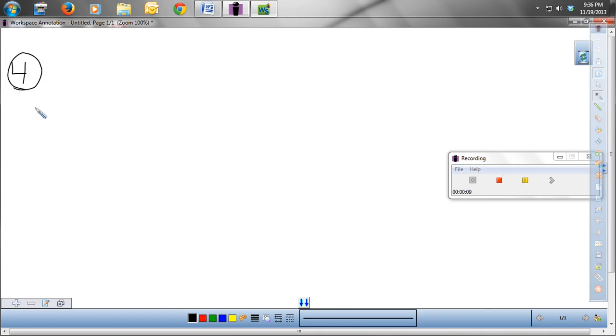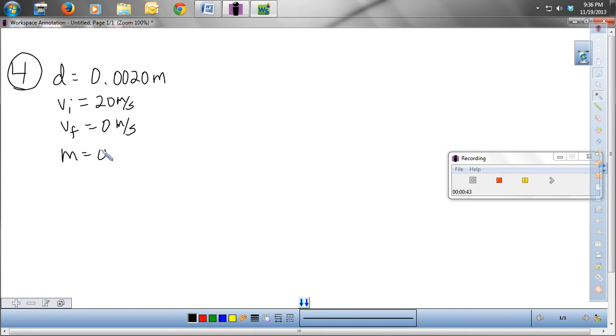Alright, so on problem 4 we have, during a storm, Matt's car was dented by a hailstone. It gives you the depth of the dent and the mass of the hailstone and the speed, and you're looking for the average force. So I said, well, I know that the depth of the dent is 0.0020 meters because they gave it to me in centimeters. I know the initial speed was 20 meters per second. The final speed was 0. And I know that the mass of the hailstone was 0.012 kilograms.